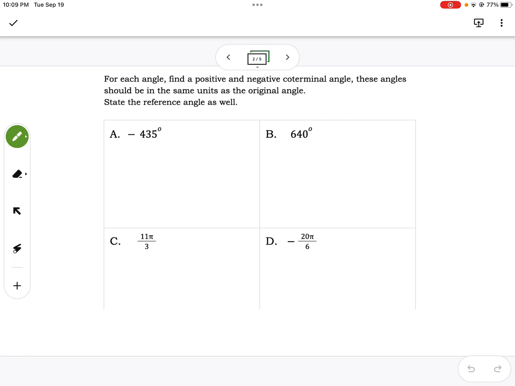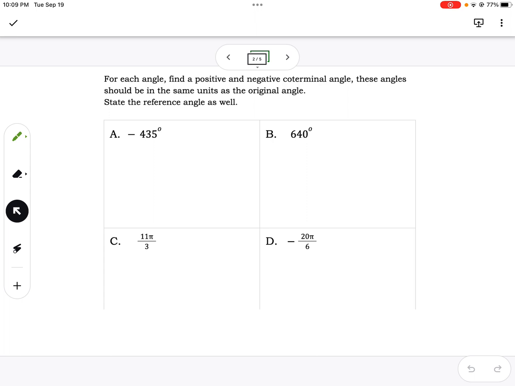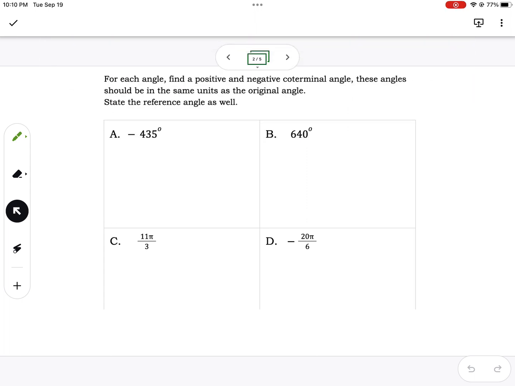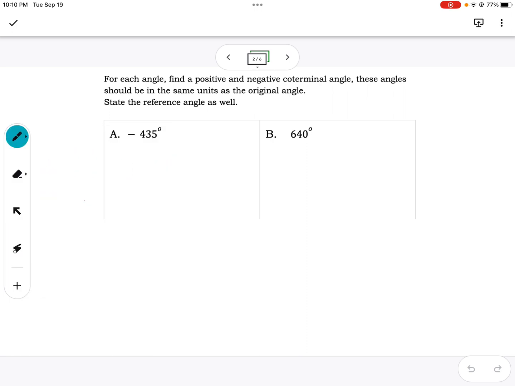All right, so we're going to do a couple of examples right here. Now, I'm going to literally find the positive and negative coterminal, and then I'm going to talk about just how you would draw the original angle and how its reference would look. And you know what I'm going to do? I'm going to give myself a little bit more space because I think that we're going to need that. So hold on one second while I create a little more room. All right, so like I said, first thing I'm going to do is find a positive and negative coterminal angle.